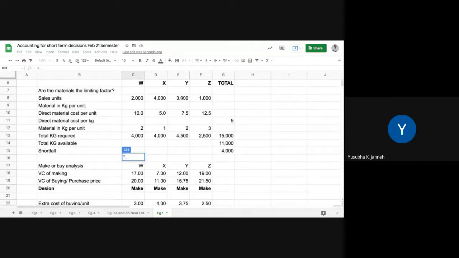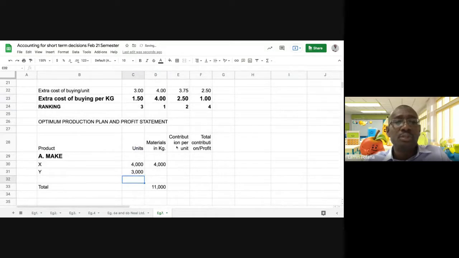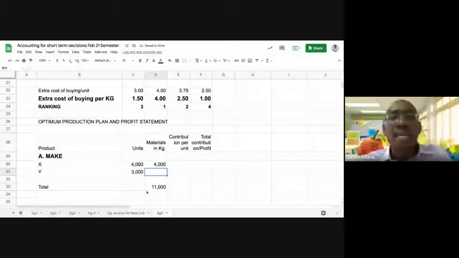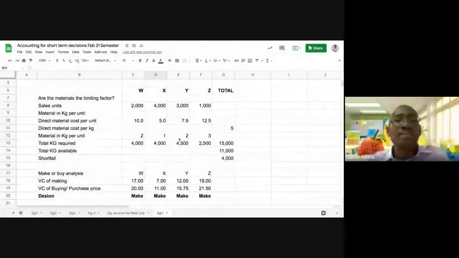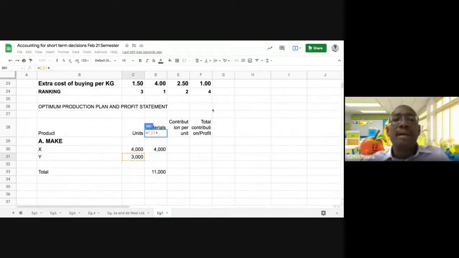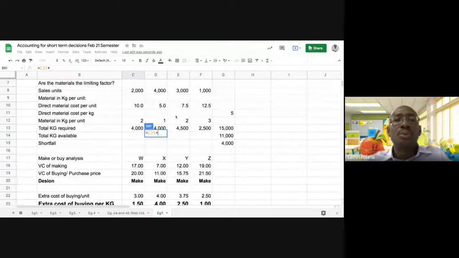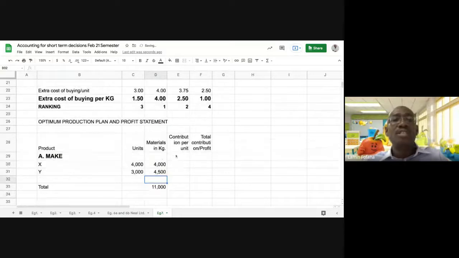3,000, isn't it? Okay, so we bring 3,000 here. And how many kilos will the 3,000 translate to? Product Y has got what? 2 kg per unit. So we multiply by 2, isn't it? So we say equals this 3,000 multiplied by 2. We enter. Okay. So you see how efficient this is.